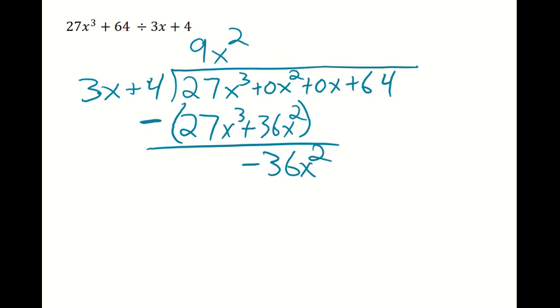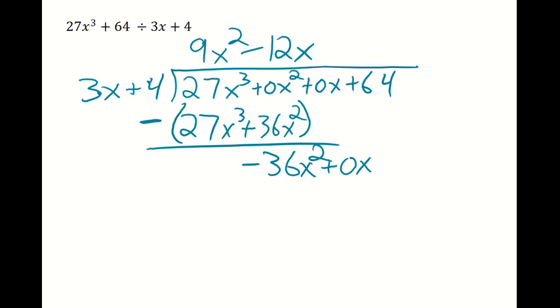This is something that if you're not having success in finding the correct answers, or you end up with something in one of these problems that feels like it's taking you off in a direction, go back, check for your signs. That is the most common mistake that's made with these. So then we bring down our 0x. So then we take our negative 36x squared, divide that by 3x. Again, just the first terms. So negative 36x squared divided by 3x will be negative 12x.